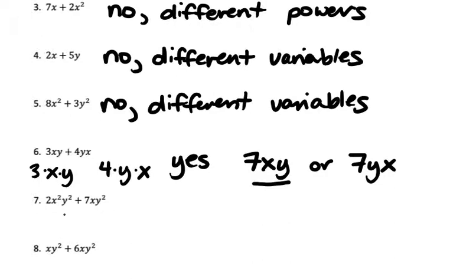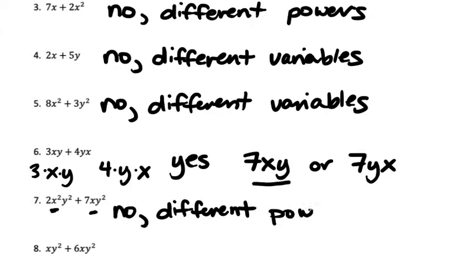Number 7, they both have x and y, but as you notice, we have x squared in the first term and we have just x in the second term. So that means they are not like terms. So they have different powers on the x variable. It doesn't matter that they have the same power on y. If one variable has a power that's different, then that makes them not like terms.